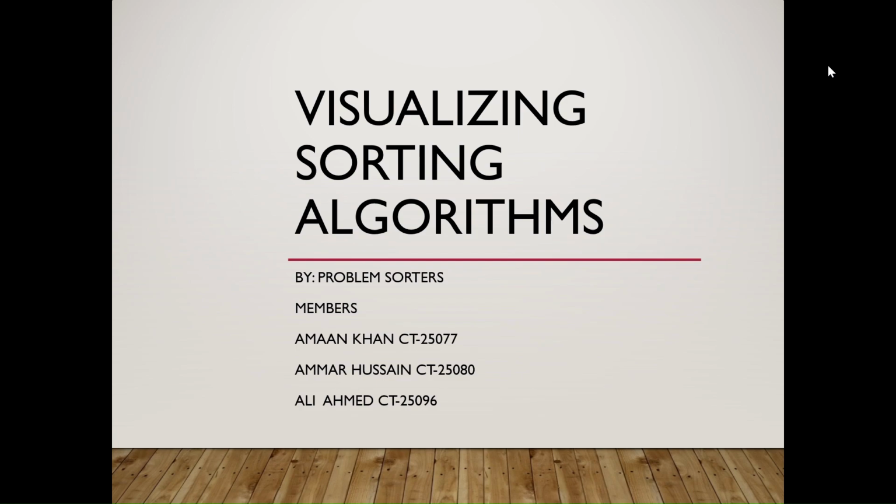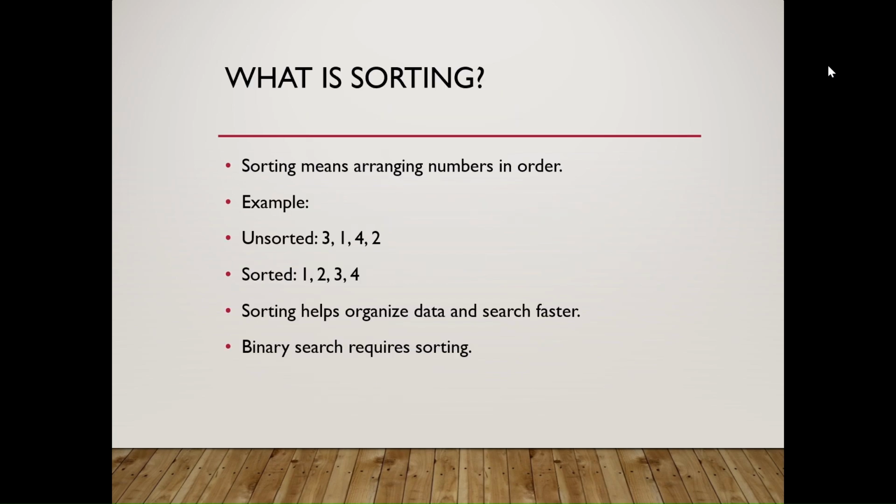So today we are presenting visualizing sorting algorithms. What is sorting? Sorting means arranging numbers in order. In computer science specifically, sorting means arranging numbers in an array in ascending or descending order. Here we have an example of an unsorted array, which is 3, 1, 4, 2. And here's its sorted part, which is in ascending order.